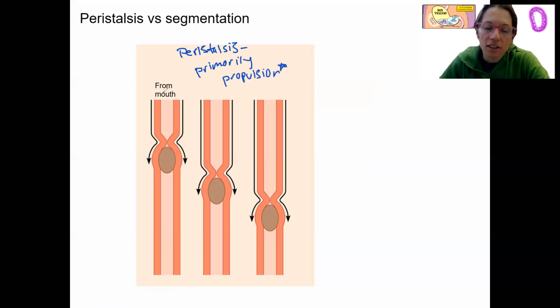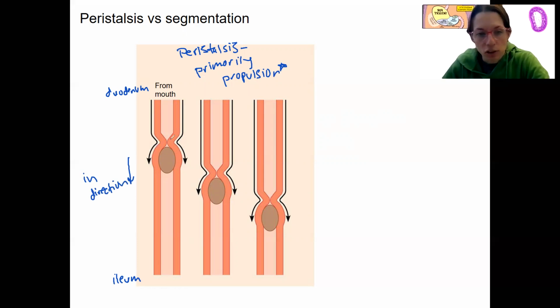Propulsion is occurring. This is where we saw it before, from the mouth to the stomach. This is also going to occur from like the duodenum all the way through to the ileum. And it's the way that the smooth muscle contracts to allow something to move in one direction. That's what propulsion is, right? You propulse something. Alternate waves of contraction and relaxation in one direction.